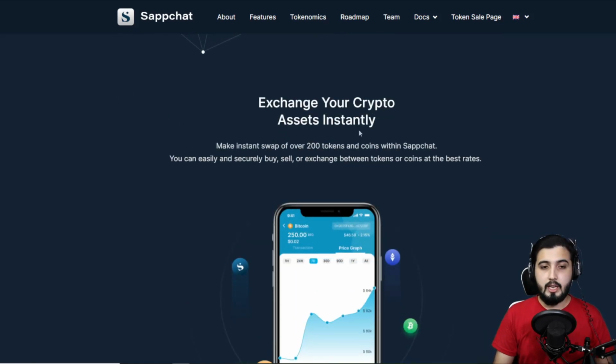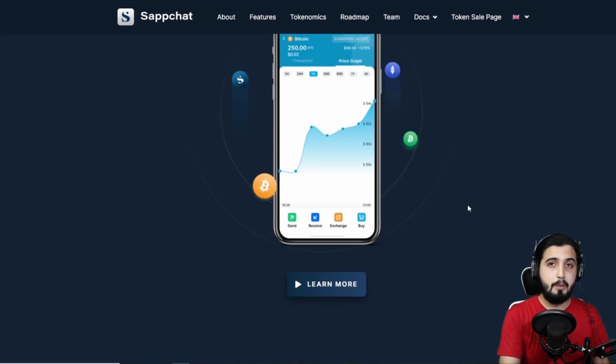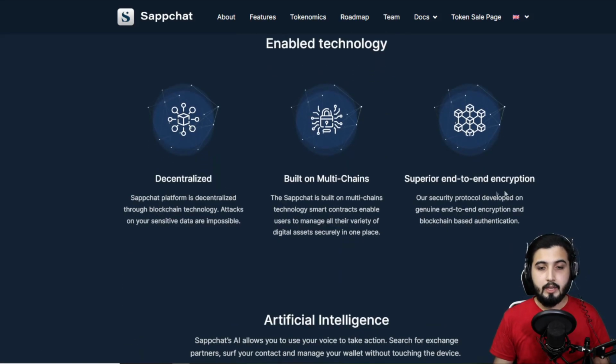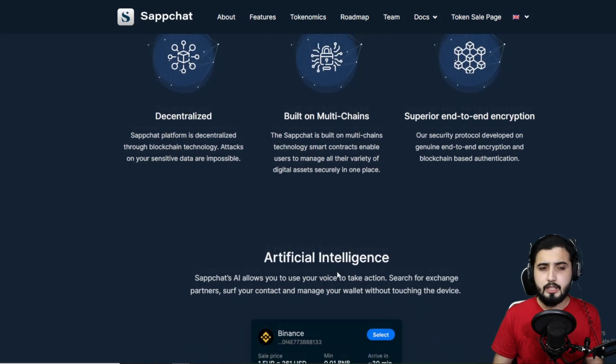Exchange your crypto assets instantly, make an instant swap. Basically, you can swap between those 200 tokens that are currently compatible. You can easily and securely buy, sell, and exchange between these tokens at the best and most updated rates. Obviously, you can learn more about this from here. Now, here are three different things that they've mentioned. We already talked about the artificial intelligence.